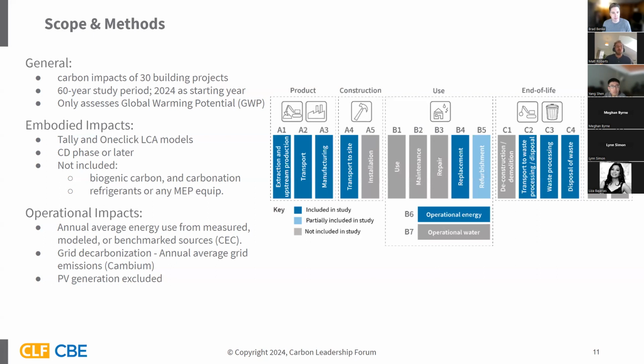In terms of the operational impacts, we used annual average energy use from either measured, modeled, or benchmarked sources, mainly focusing on CEC to be geographically representative of the buildings. We modeled grid decarbonization following the Cambium data set for projections to reflect what is actually happening in the grid rather than using a static grid projection. We go into that in more specifics in the report, and if you're interested in that, feel free to reach out to us. Otherwise, definitely go check out that section of the report as well.